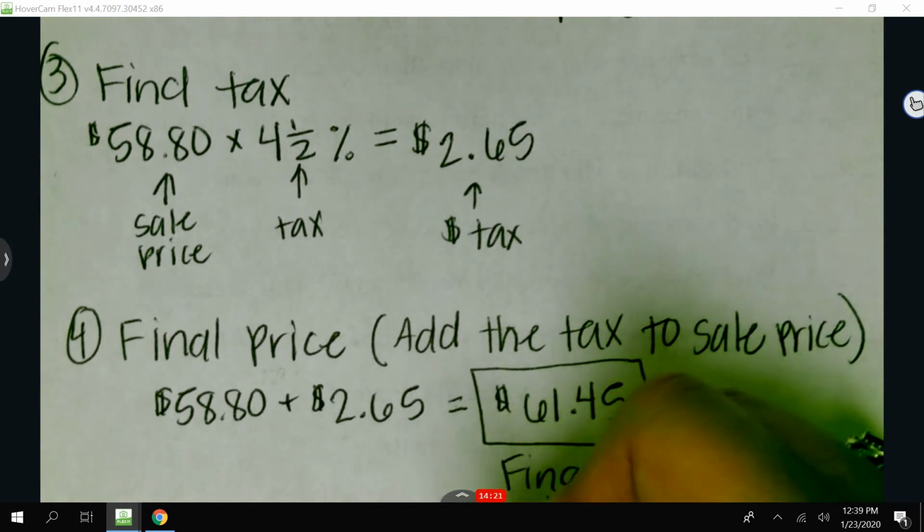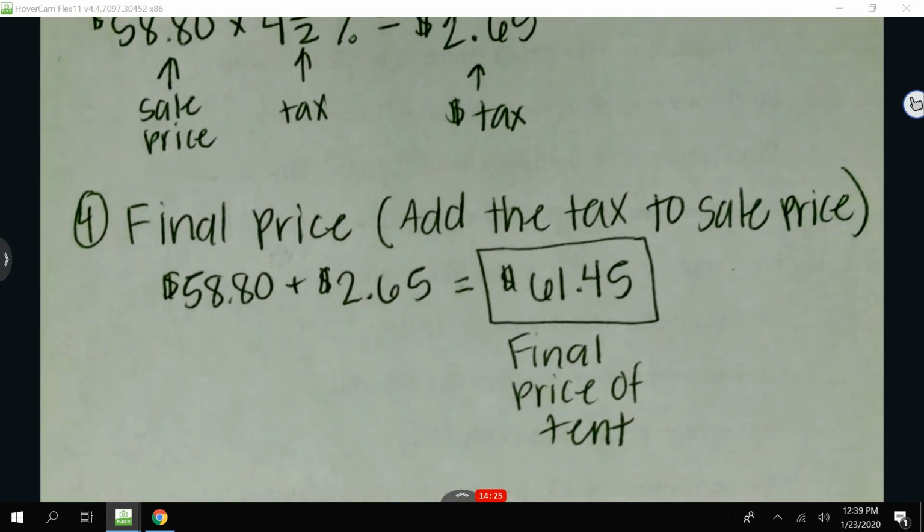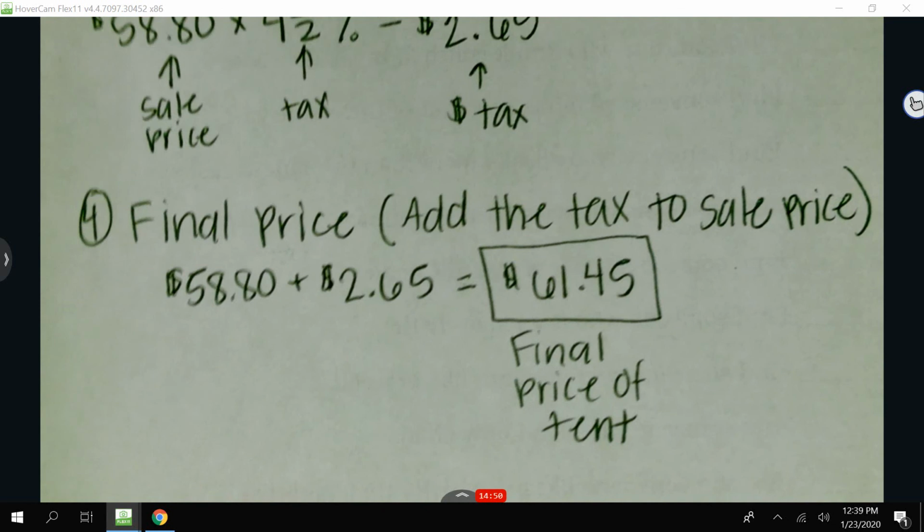Is that a good deal? Yes. So if you're finding discount and tax, if you follow these 4 steps, you will be fine. But you have to do all 4 steps. You have to remember to find the actual sale price, find the tax of the sale price, and then add that tax back into the sale price. Okay? Any questions?